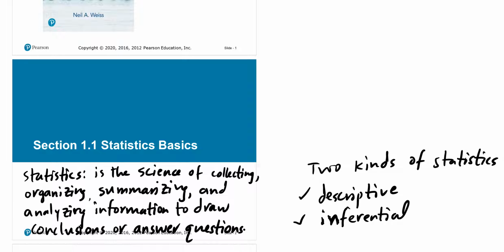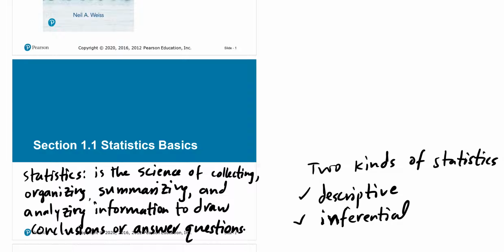It's basically defined as the science of collecting, organizing, summarizing, and analyzing information. And why do we do all of this? To help us draw conclusions or get answers to questions that we might have in mind or are wondering about. So basically in statistics, we need to run a study, let's say.